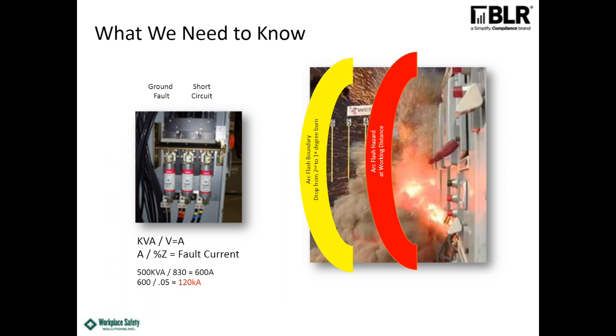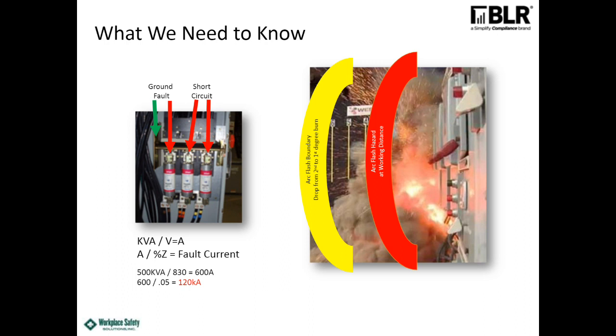First off, there's a ground fault that could go from a grounded point, so there's part of the case that would go to a part of the phase. That's one of the phases of this three-phase system. So a short circuit would be from phase to phase, and that would cause an arc flash event that would be greater than a ground fault.